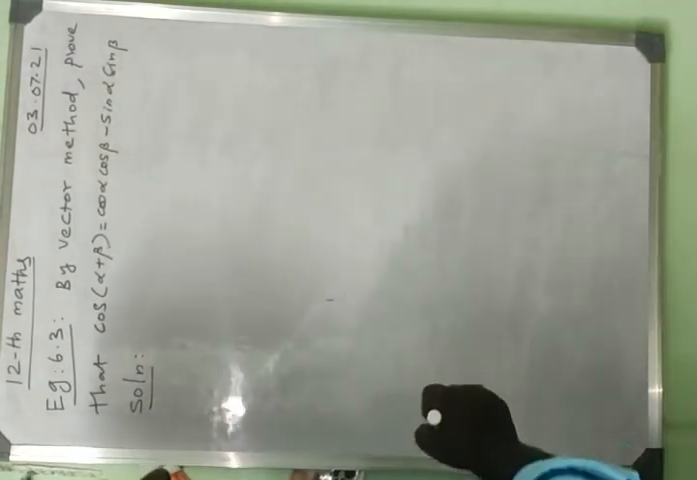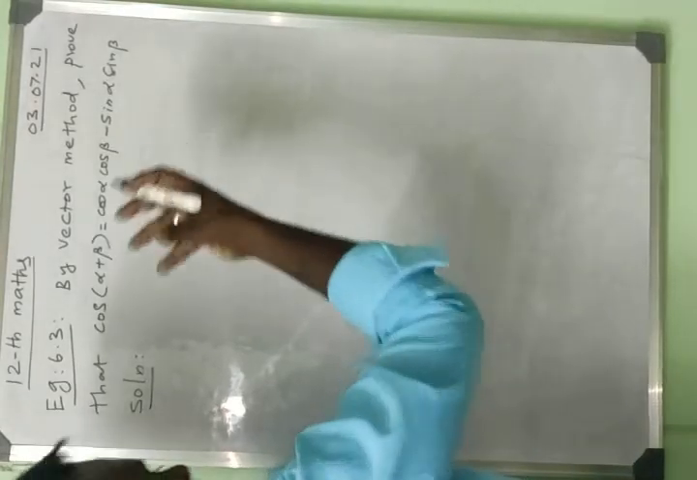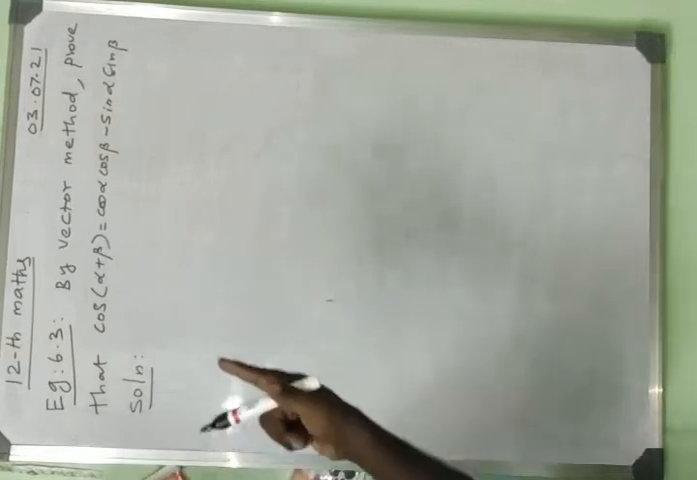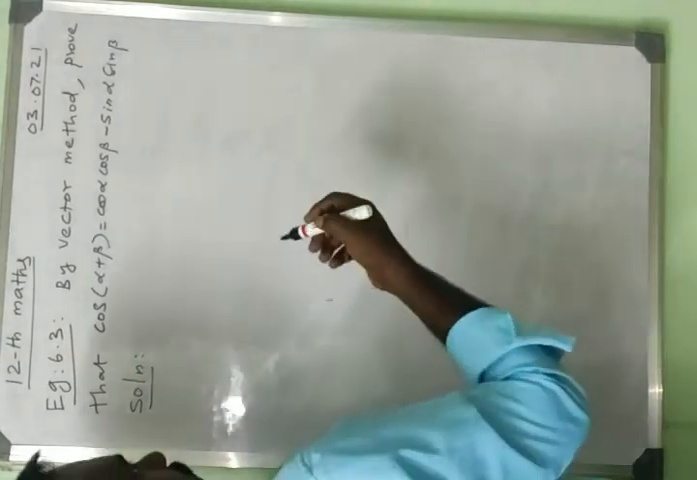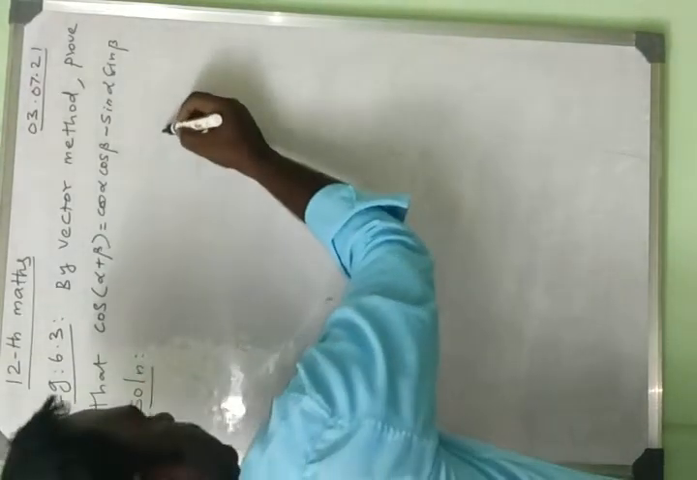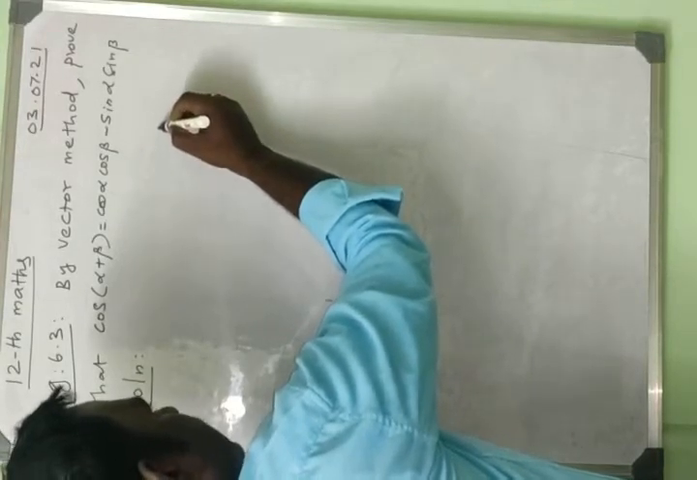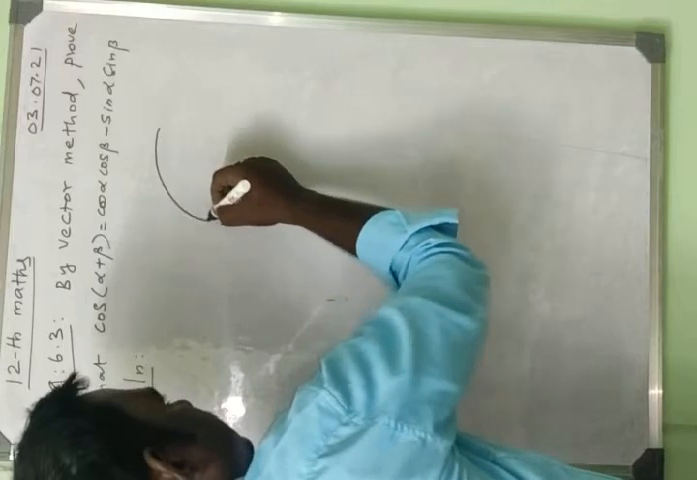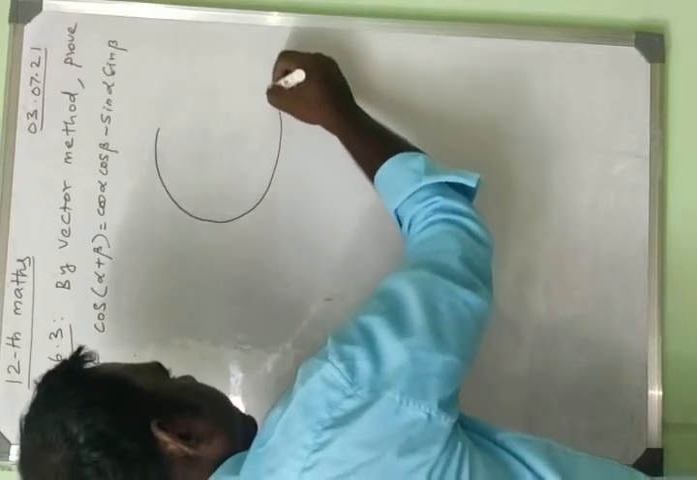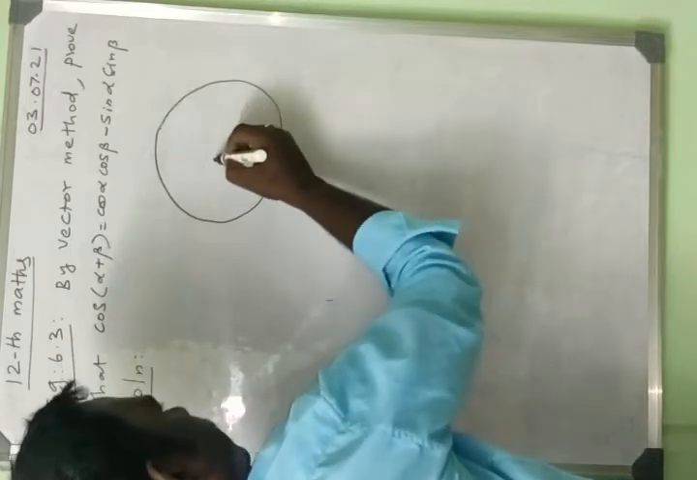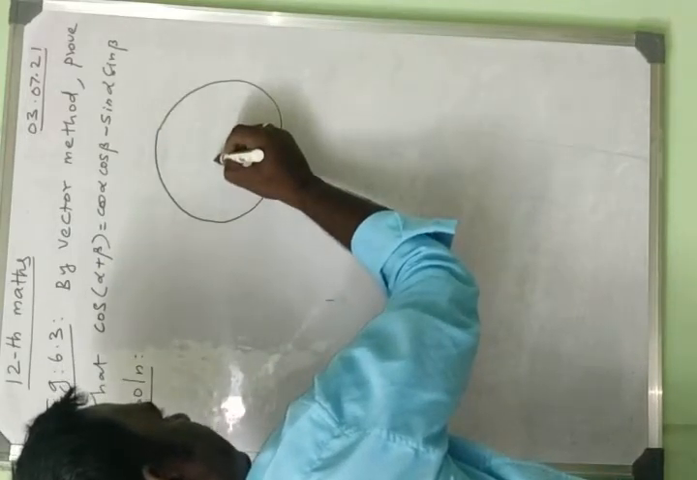First, draw a one unit circle. Unit means only one, radius 1. Okay, so first we draw a circle. First, we put the center. Correctly put the center here.